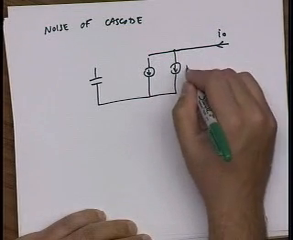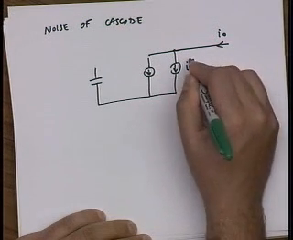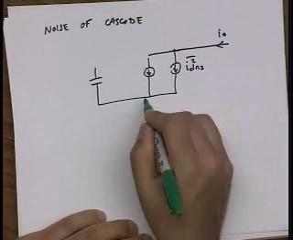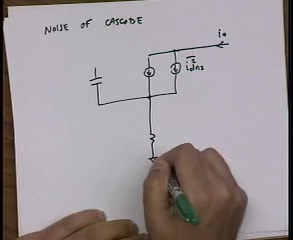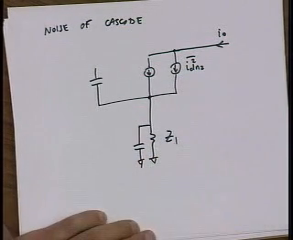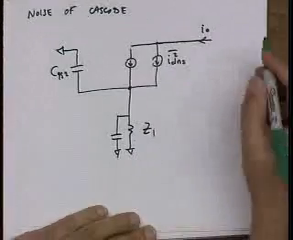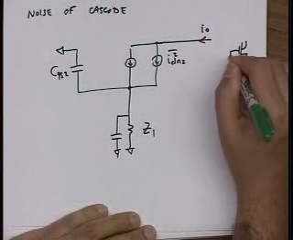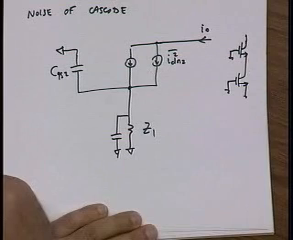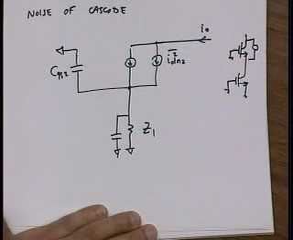So let's call this I drain 2. This is the noise due to the first cascode, due to the cascode device. Let me just represent the output of the first device with an impedance Z1. This is CGS of 2. So this is the equivalent circuit for my cascode. And in particular, I'm concerned with this noise.